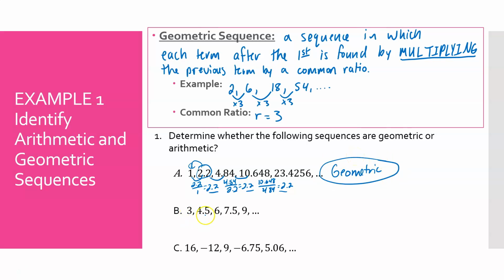All right, you could have tested out what you got when you divided these, but as I look at these, I notice that I'm adding 1.5. So you're really looking at the difference. Am I adding or am I multiplying? Since I'm adding, this one is arithmetic.